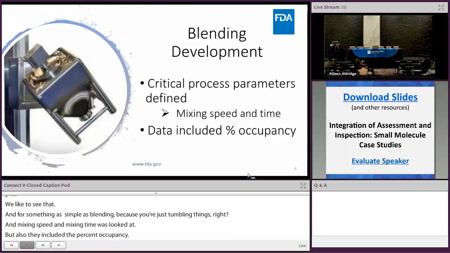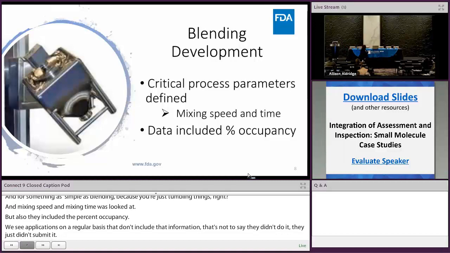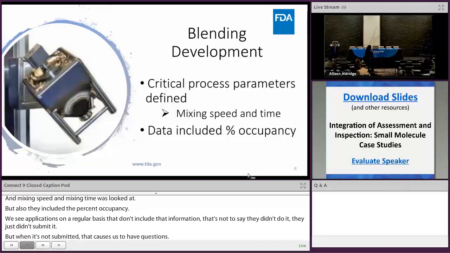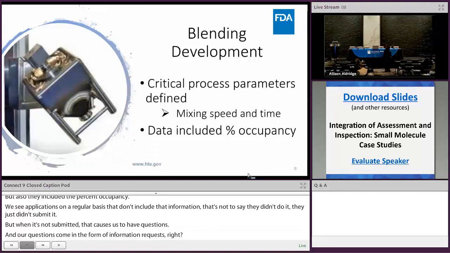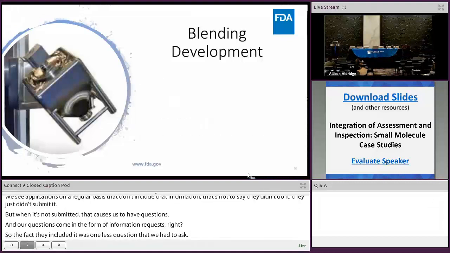That's not to say that they didn't do it. They just didn't submit it. But when it's not submitted, that causes us questions. And our questions come in the form of information requests, right? So the fact they included it was one less question that we had to ask. So we're very happy about what they did so far. But then there were a few things that could have been done better.